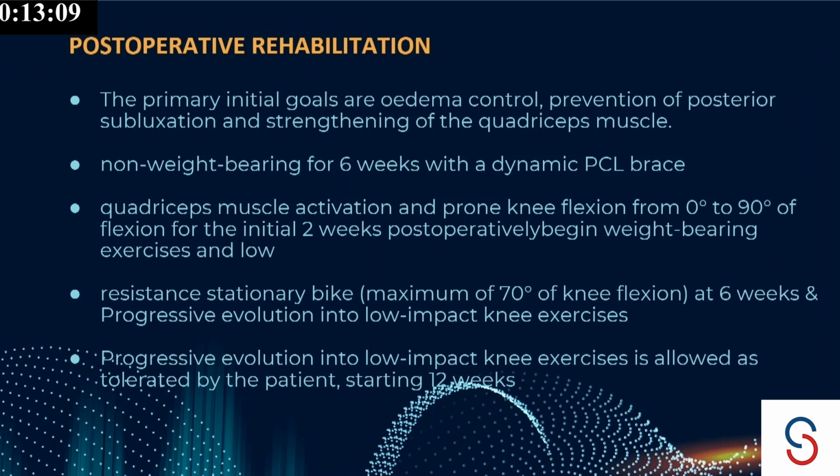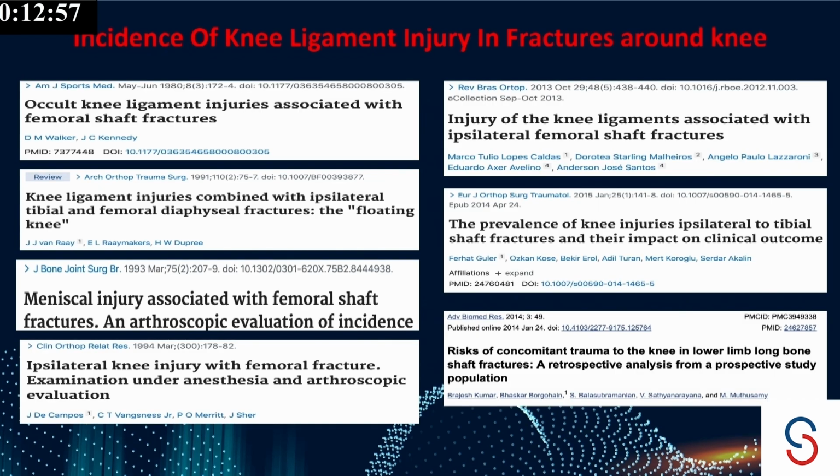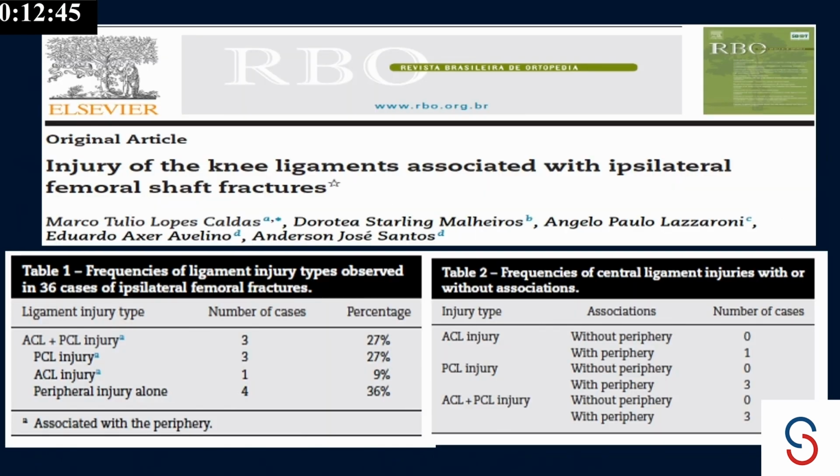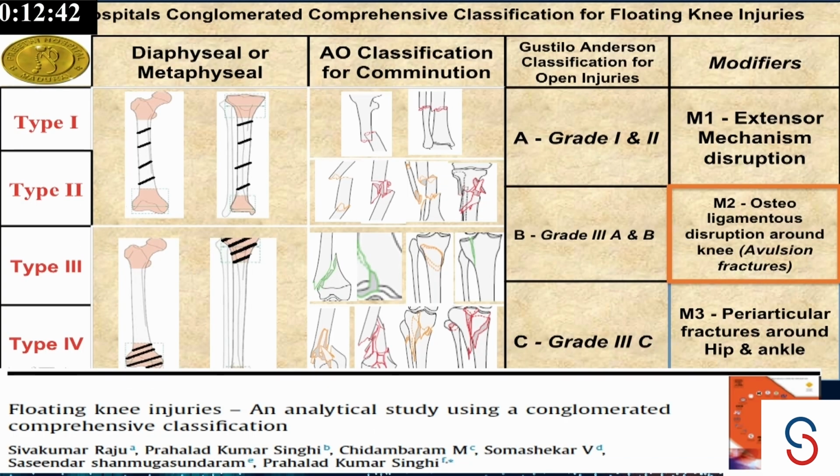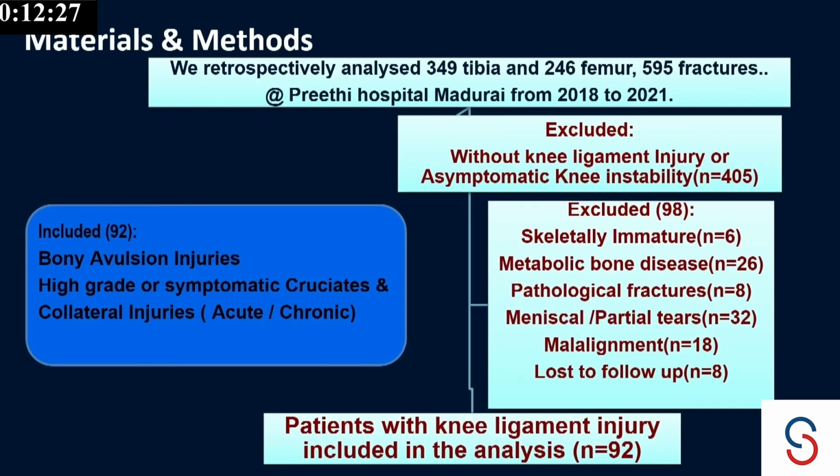So the physio, we all know, is very important in these kinds of injuries, because already his quadriceps and all have been affected because of the fracture per se, and getting the rehab is very important. So this is a literature review where we all know that there are a significant amount of ligament injuries whenever we have fractures around the knee. We have our own paper published on floating knee in Injury Journal, where we have come up with a classification for floating knee injuries, where we stressed the importance of these osteoligamentous disruptions. We called it modifier 2. So identifying these injuries will always help.